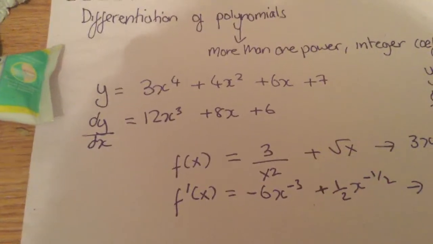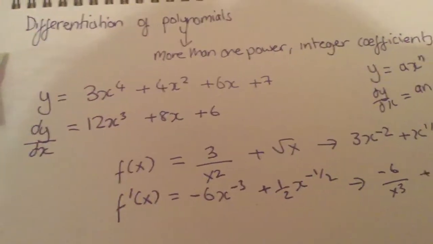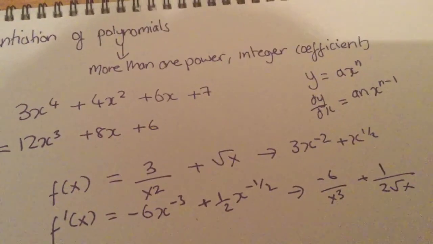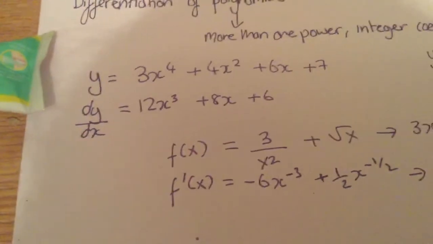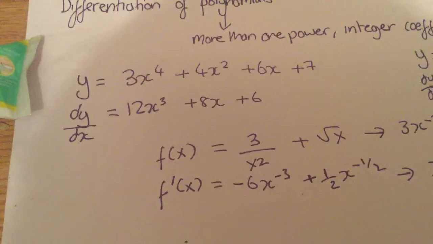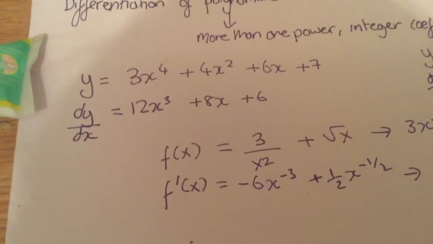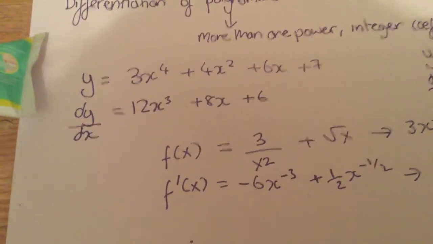We're looking at differentiation of polynomials. Just a quick reminder of what a polynomial is. It's a piece of algebra with more than one power involved, and it's got to have integer coefficients. So if you look here, we've got y equals 3x to the power 4 plus 4x squared plus 6x plus 7. Prime example of what a polynomial is. Multiple powers, all the powers of integer coefficients. You've also got a constant, but hey, don't really care.